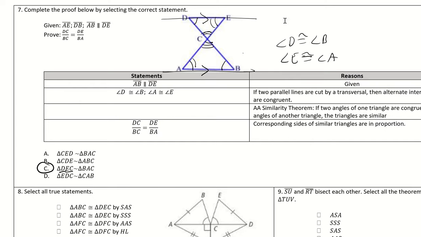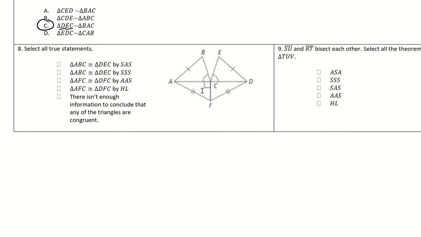All right. Let's do this one here, number eight. Select all the true statements. So triangle ABC is congruent to DEC by SAS. So we're looking at that, ABC and then DEC. Okay, so we're looking at those two triangles. So we got a side, we got an angle here.